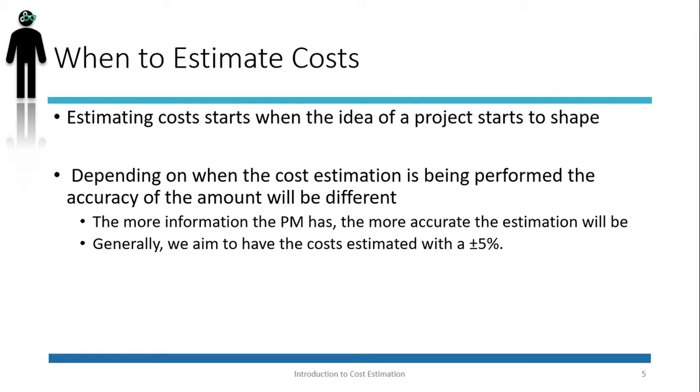Generally, we aim to have costs estimated within plus minus 5%. Therefore, the cost of our simple project will be something between $2,821.50, which is 5% less than $2,970, and $3,118.05, which is 5% more than $2,970.